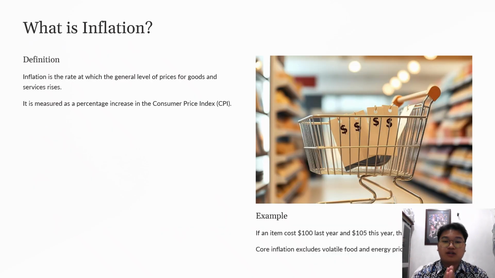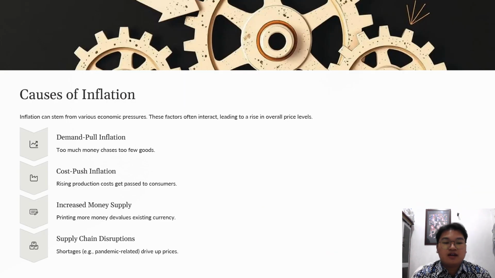What is inflation? The definition of inflation is the rate at which the general level of prices for goods and services rises. It is measured as a percentage increase in the Consumer Price Index, or CPI. Causes of inflation. Inflation can stem from various economic pressures. These factors often interact, leading to a rise in overall price level.